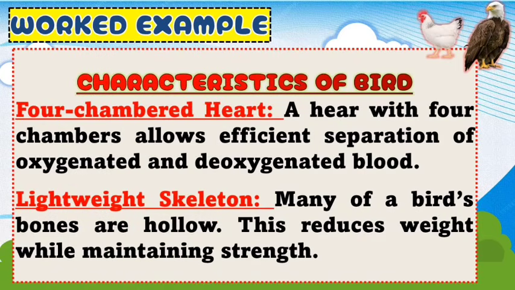4-chambered heart. A bird's heart with 4 chambers allows efficient separation of oxygenated and deoxygenated blood. In terms of lightweight skeleton, many of a bird's bones are hollow. This reduces weight while maintaining strength.